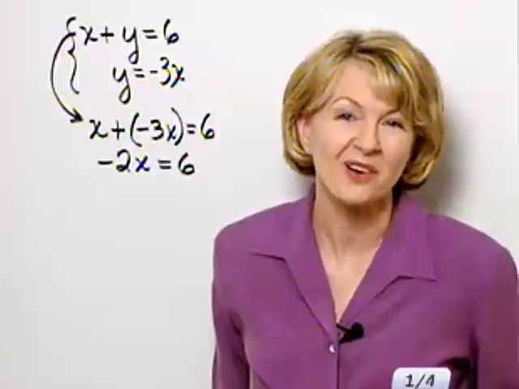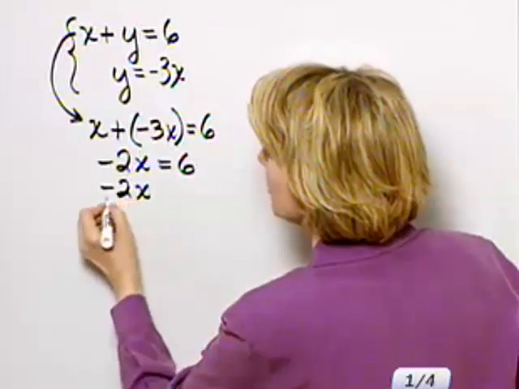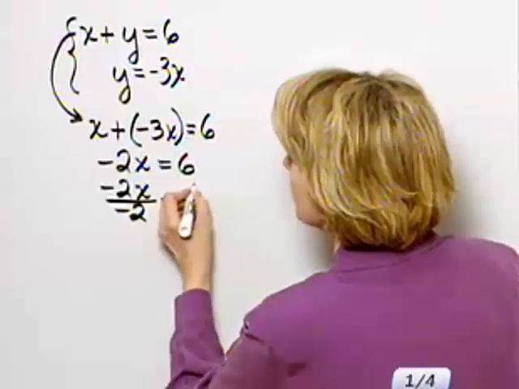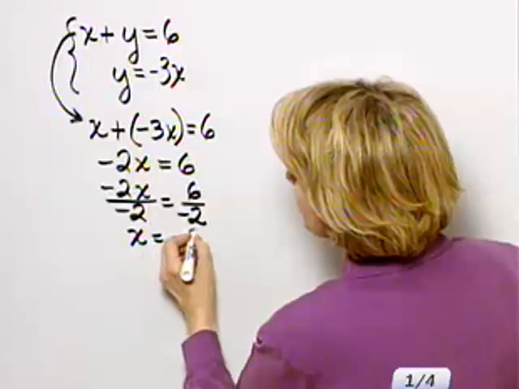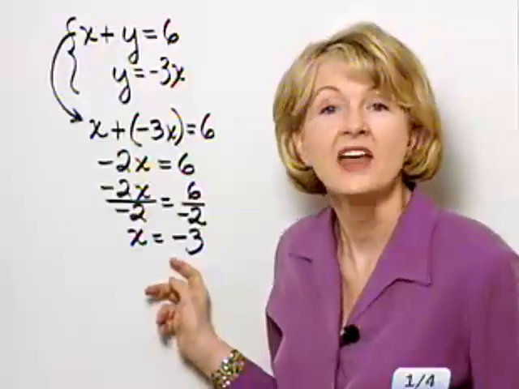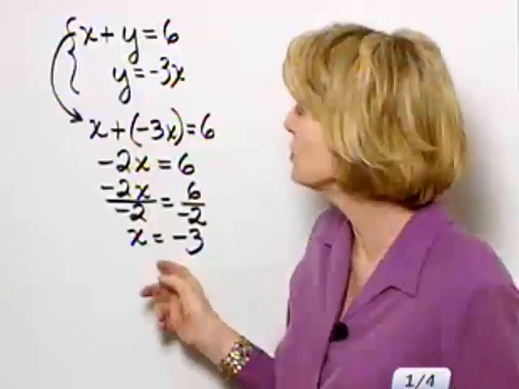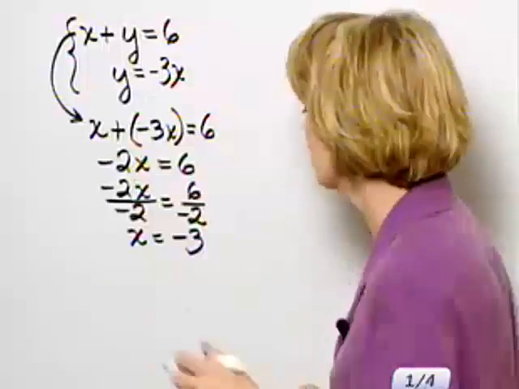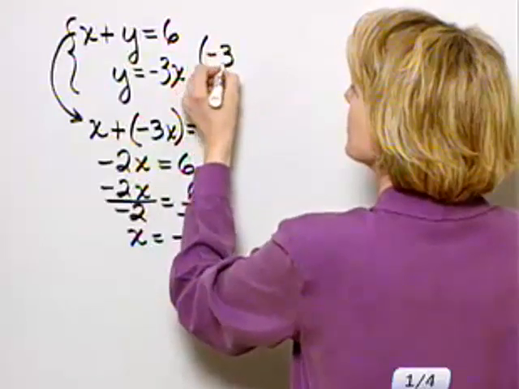And then how do we solve for x? We divide both sides by the coefficient of x, which is negative 2. And we have that x is negative 3. That is the x value of the ordered pair solution of this system. So the x value is negative 3.